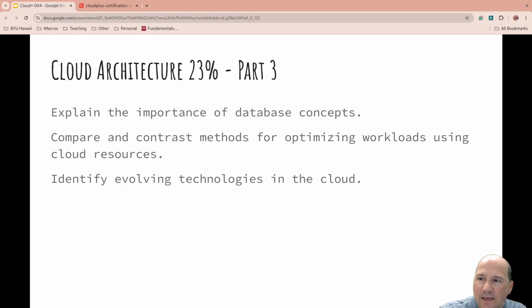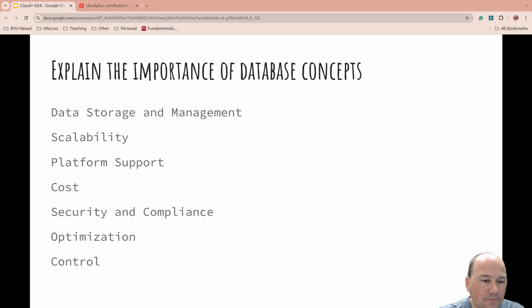Cloud architecture: explain the importance of database concepts, compare and contrast methods for optimizing workloads using cloud resources, and identify evolving technologies in the cloud. So explain the importance of database concepts. So database storage management, whenever you're a database administrator, the main thing that you need to pay attention to is making sure your data is safe. So how it's stored, how it's backed up, how it's restored in case it gets destroyed, lost, or corrupt, making sure that there's a way to protect that from nefarious actors, from leakage, and making sure that it's fast so that you can get the data when you need it.